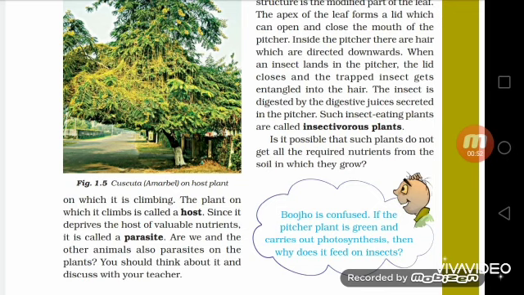It means they are just taking food or nutrition from it. They are not giving any kind of benefit to them. They are just harming it. That is called a parasite.